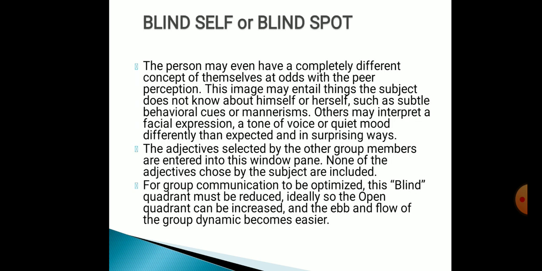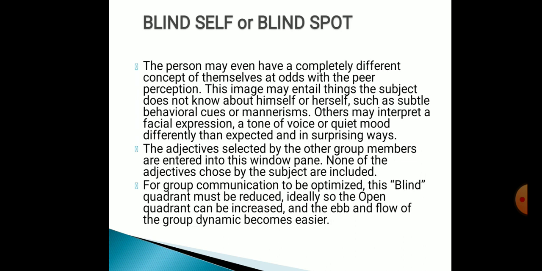Blind self or blind spot. The person may even have a completely different concept of themselves, at odds with the peer perception. These images may entail things the subject does not know about himself or herself, such as subtle behavior cues or mannerisms. Others may interpret a facial expression, a tone of voice, or a quiet mood differently than expected, and in surprising ways. The adjectives selected by the other group members are entered into the window pane, and none of the adjectives chosen by the subject are included.